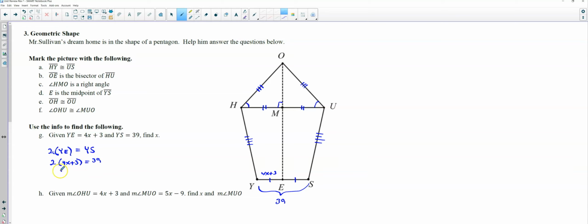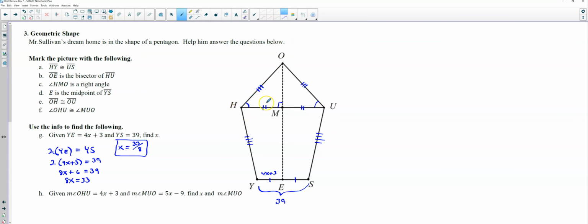2 times 4, that's 8x. 2 times 3, that's 6. Equals 39. Subtract 6 from both sides, so 8x equals 33. X is equal to 33 divided by 8, and you could leave it as that because it doesn't say to round it to anything, and this doesn't simplify any longer. So find x. X is 33/8.